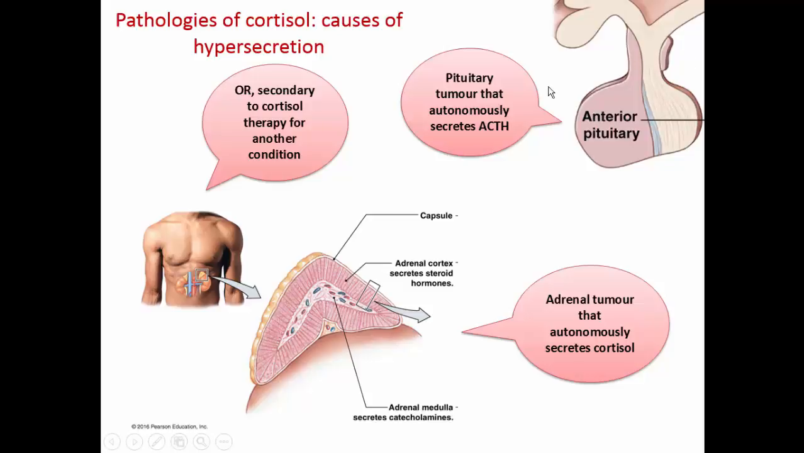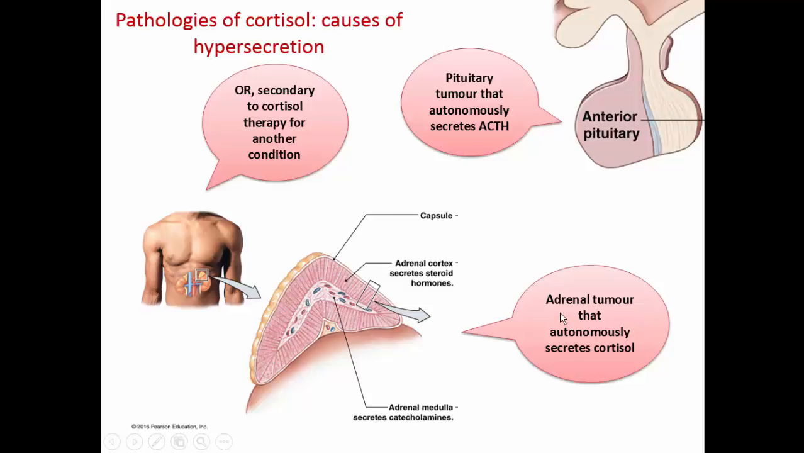It could be a tumour in the pituitary gland that autonomously secretes ACTH. Remember that ACTH targets the adrenal cortex to produce cortisol. So if excess ACTH is secreted, then there'll be excess cortisol secreted. The tumour cells in the anterior pituitary are not regulated by negative feedback. So in other words, there's uncontrolled secretion of ACTH from the anterior pituitary.